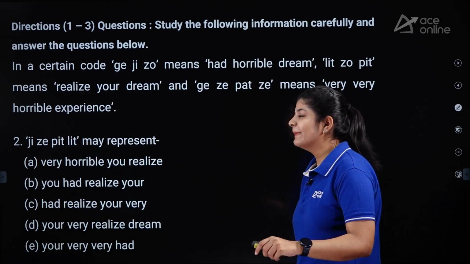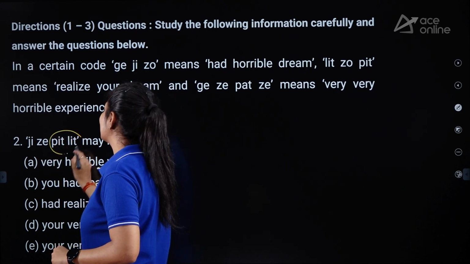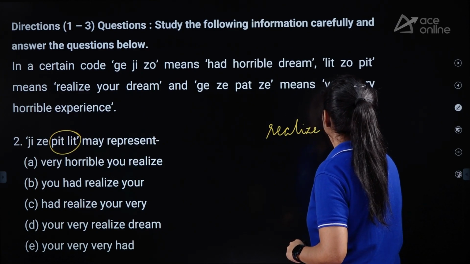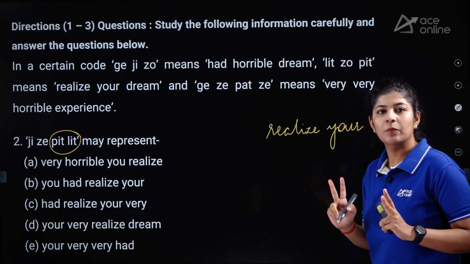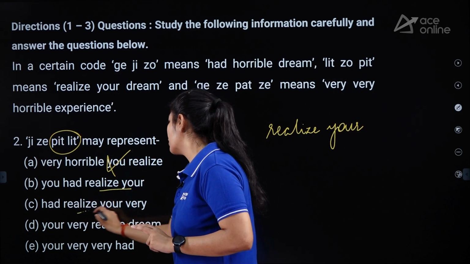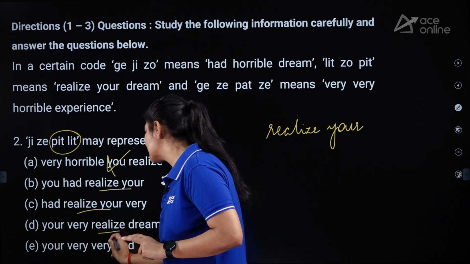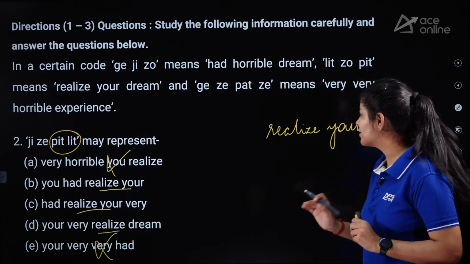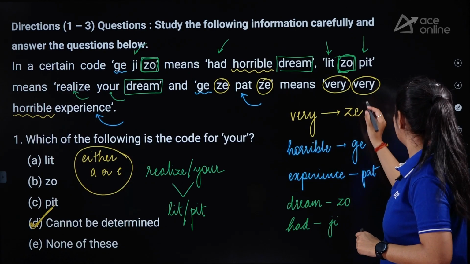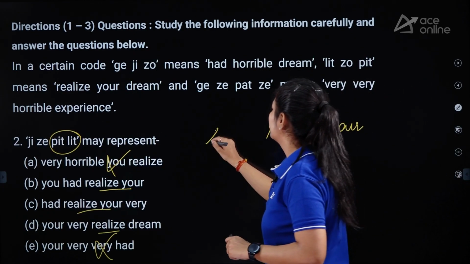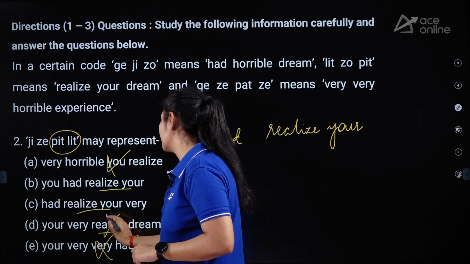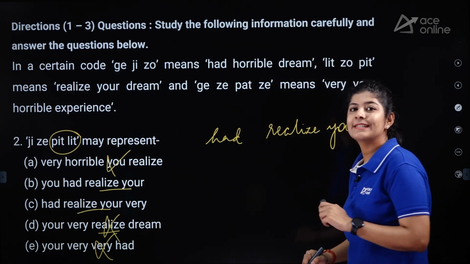JI, ZE, pit, lit. So we know that if we are having pit, lit, then what do we need? We need realize and your. We need these two types of words, right? So do we have your? No, just simply eliminate. Do we have your and realize? Yes. Basically, these two options are eliminated just by seeing these two words, right? Okay. For JI, we need had. Do we have that? No. Just simply eliminate.